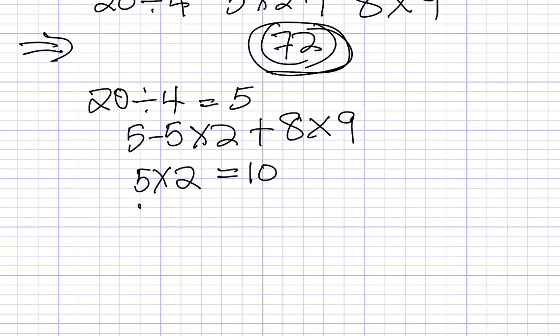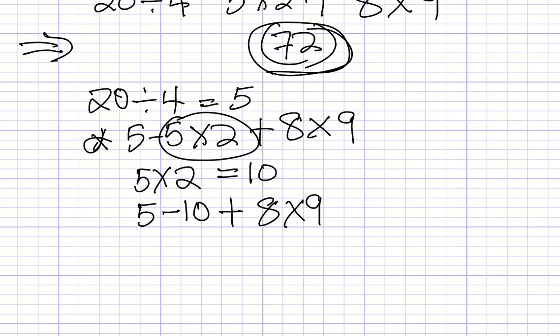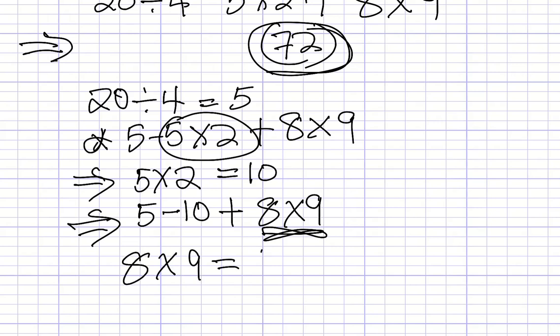The problem becomes 5 minus 10 plus, because we're replacing that, 5 minus 10 plus 8 times 9. Again, we'll continue in that direction. Now, we're not going to do 5 minus 10 first. No. We're going to do 8 times 9 first. Okay? You do 8 times 9. What do you get? 8 times 9 is 72.